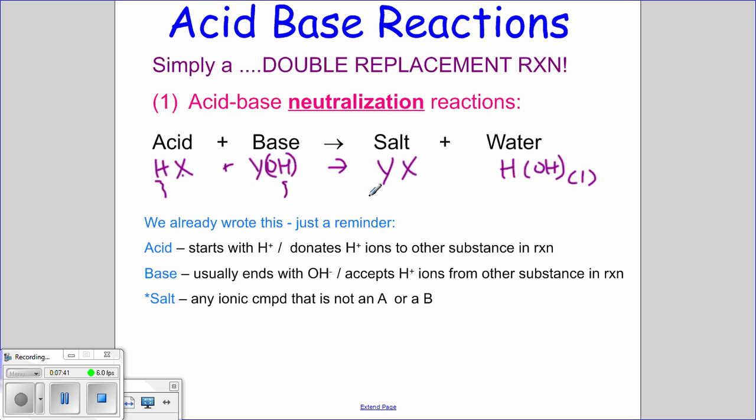Okay, so this is just a double replacement reaction. That's it. Most of the time, the salt is going to be aqueous, as well as the acids and the bases. You've already written down the definitions here. This is just a quick reminder. Salt is not just NaCl. Salt is anything. K3PO4. Any ionic compound is called a salt. Anything.